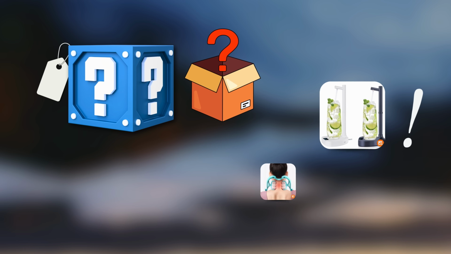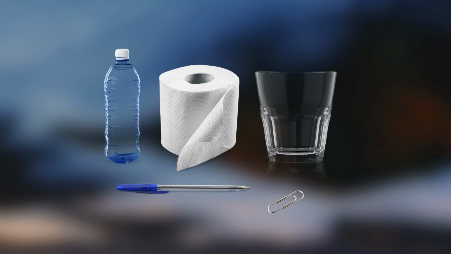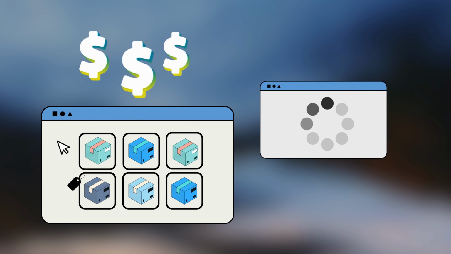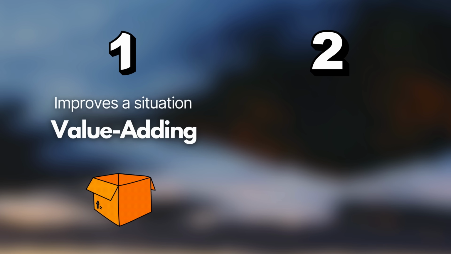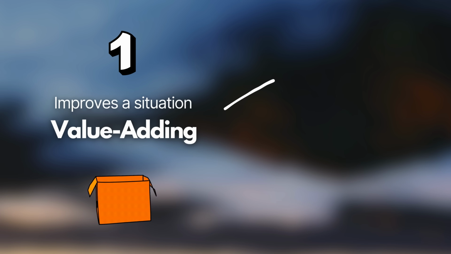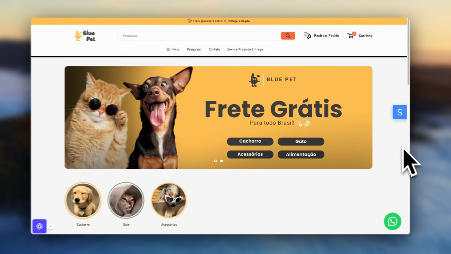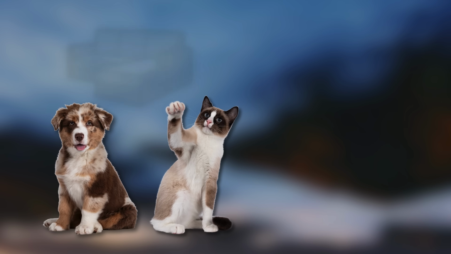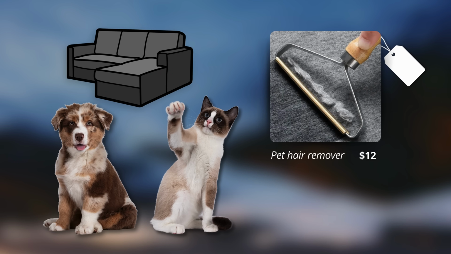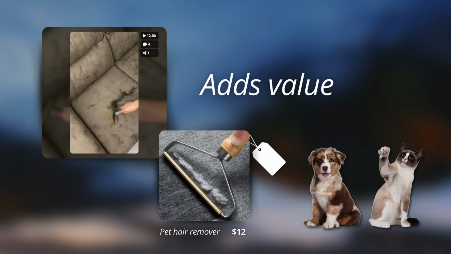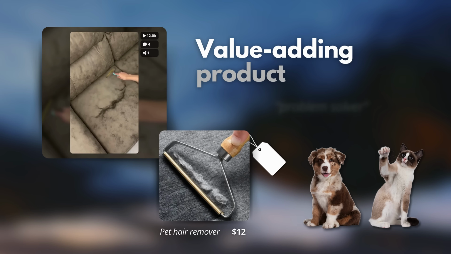Number 1, go for products that are different and unique, not products you could get at a local grocery store. So here are the 2 main characteristics you'll be looking for. 1, it either improves a situation, so it's a value-adding product, or 2, it has a wow factor. Value-adding products tend to focus on addressing specific lacks, difficulties, or desires. For example, if someone has a pet leaving fur all over the sofa, this pet hair remover addresses the desire of a clean sofa. It's a product that adds value because it helps the consumer achieve exactly what he wishes he had. So you could call it a value-adding product or a problem solver.